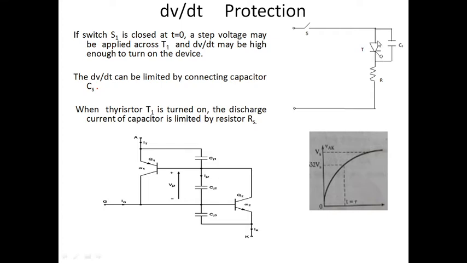Remember, even though we have not applied a gate pulse, the SCR will turn on only because of the high dV by dt of the applied voltage. If you apply a rapidly rising voltage to the anode and cathode of the SCR, it may turn on. This is unwanted, so we need to avoid it.